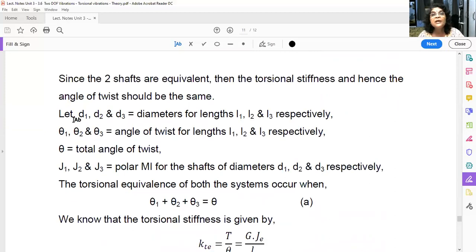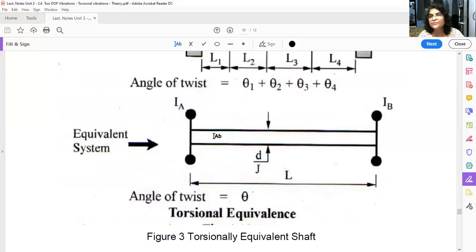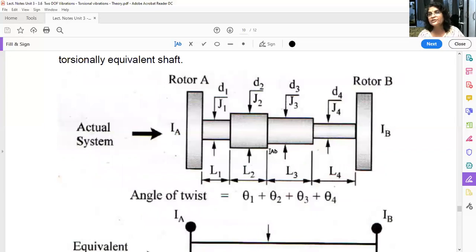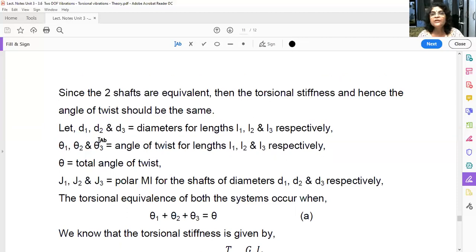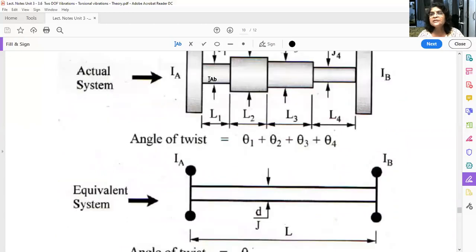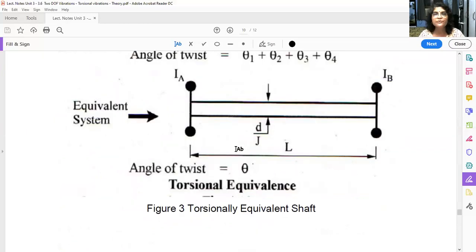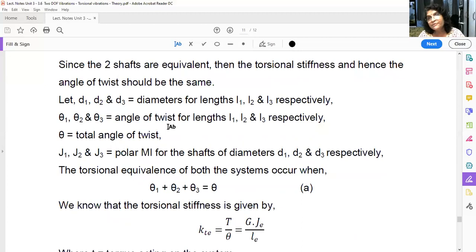Let us assume that D1, D2, D3 are the diameters of lengths L1, L2, L3 respectively. I have considered only 3 here for calculation purposes, though in this diagram 4 steps are shown. D1, D2, D3 for the lengths L1, L2, L3 respectively. Then this length will twist by theta 1 only, this by theta 2, this by theta 3. Theta 1, theta 2, theta 3 are the angles of twist for lengths L1, L2, and L3 respectively.